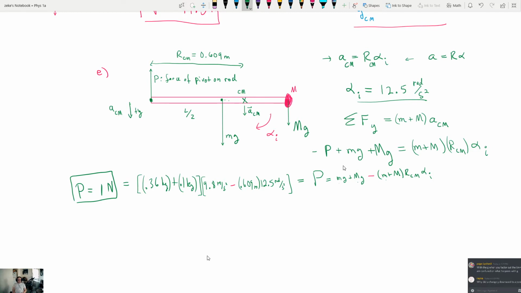Okay, I can answer both those questions. So here's our equation that says P is equal to, I'll do this in 2 steps. The first term here is m plus M times g minus m plus M times R_CM times alpha initial. And then we can factor m plus M out of here. So it's m plus M times g minus R_CM times alpha. Can you see that now? Then how this becomes this? Yeah.